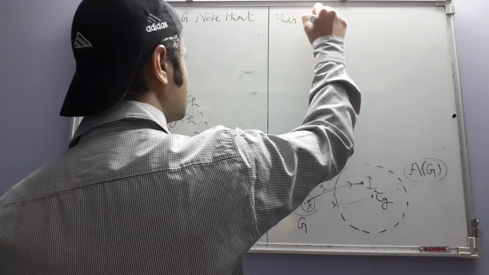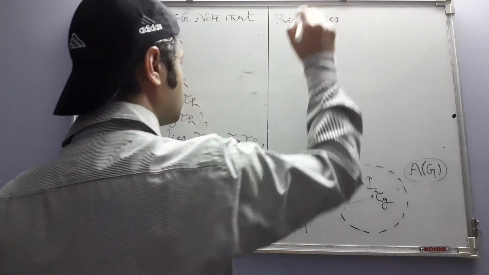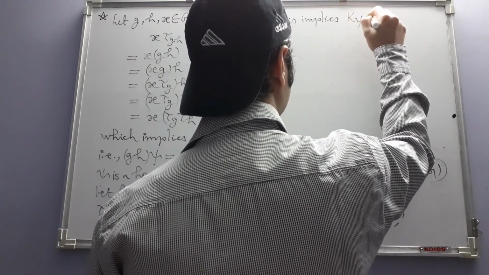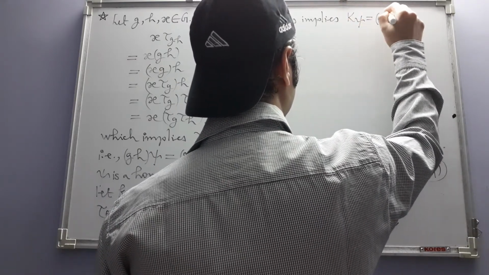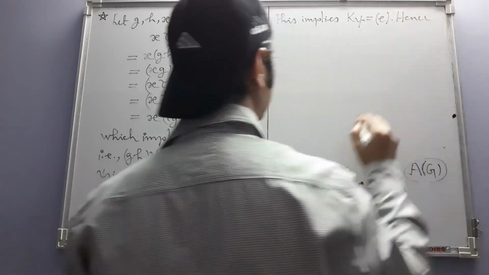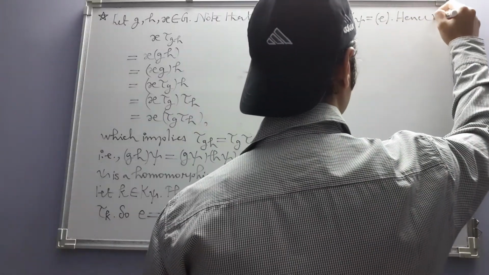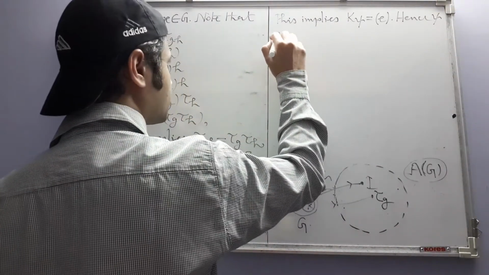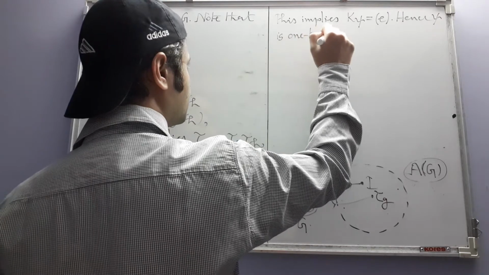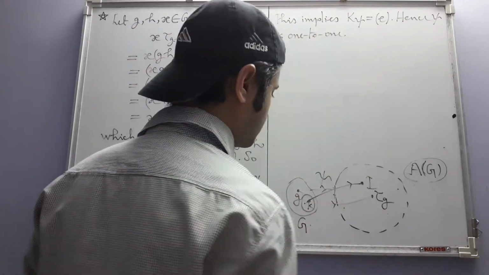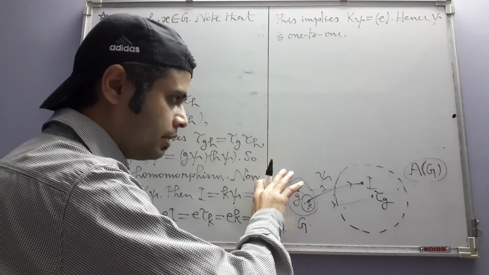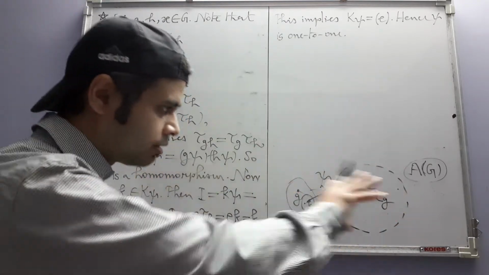This implies the kernel of psi consists of only the identity elements. Hence, psi is one-to-one. So that means psi maps G into A of G in a one-to-one manner.